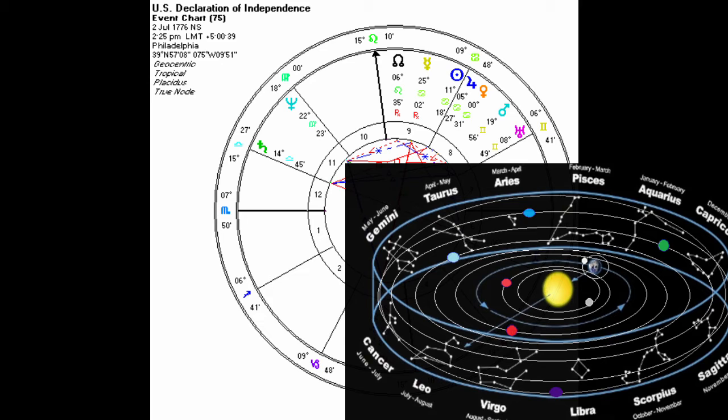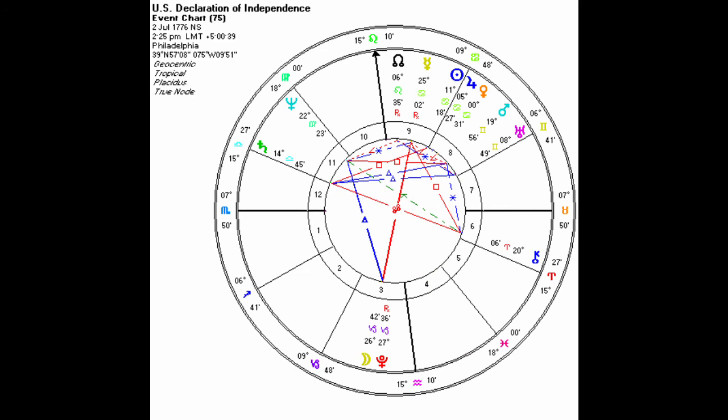Now, getting back to these lines, the red, the long and the short. The long indicates oppositions of 180 degrees, where planets are directly opposite each other in that circle I was telling you about, in that orb. And the shorter ones are called squares. They're 90-degree angles. These are harsh angles.